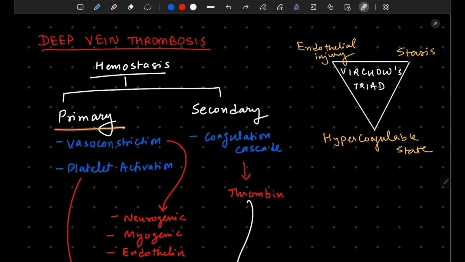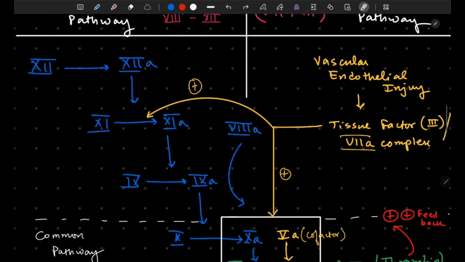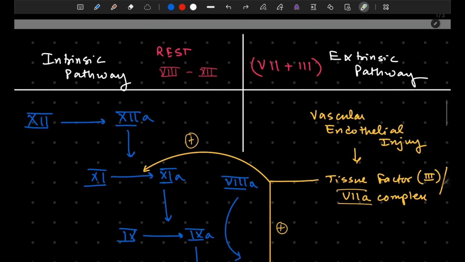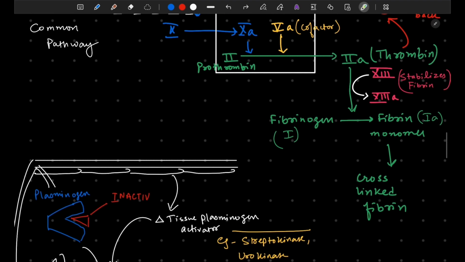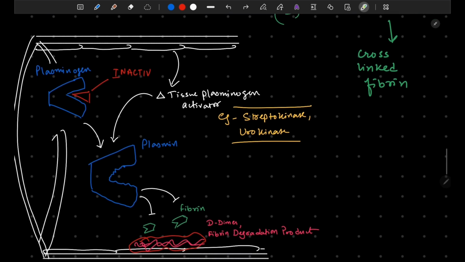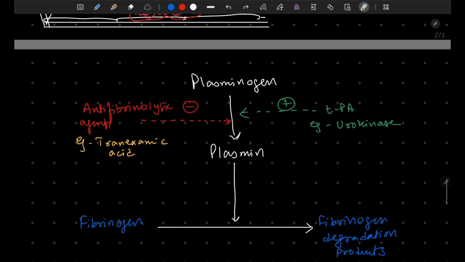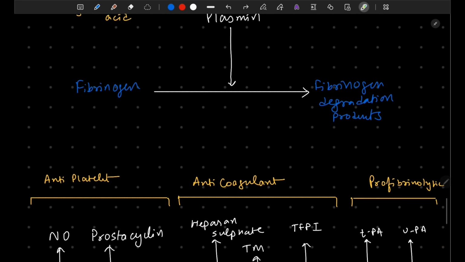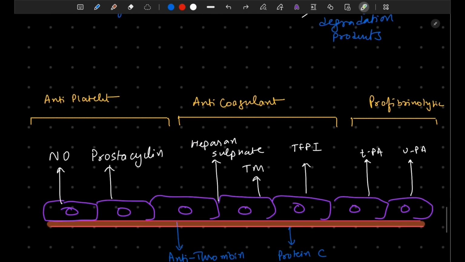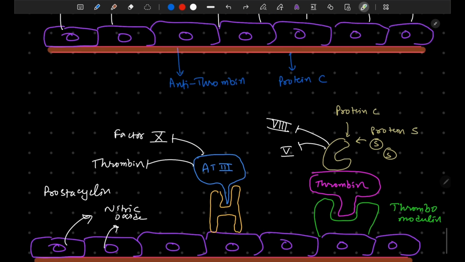We will talk about the primary hemostasis, the secondary hemostasis, Virchow's triad. We will talk about the platelet aggregation pathway. We will talk about the extrinsic and the intrinsic pathways in the coagulation cascade. We will look at different factors. We will look at plasminogen activation and how clots degrade. We will talk about different antifibrinolytic agents, and further at last we will talk about antiplatelets, anticoagulants and profibrinolytic drugs. We will basically cover the fundamentals of this topic.